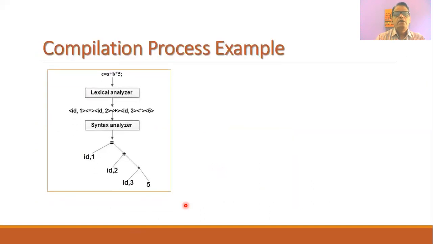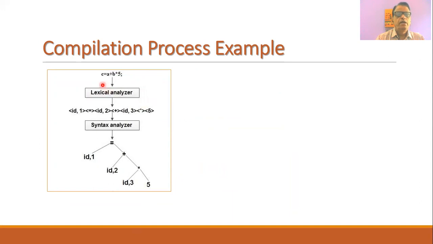Now let us understand the whole process of compilation, or the different phases of compilation, through an example. Suppose we have written a simple high level programming language statement, C is equal to A plus B into 5. Whenever you connect this code to the lexical analyzer, then at the output of the lexical analyzer, you will observe that a sequence of tokens will be generated.